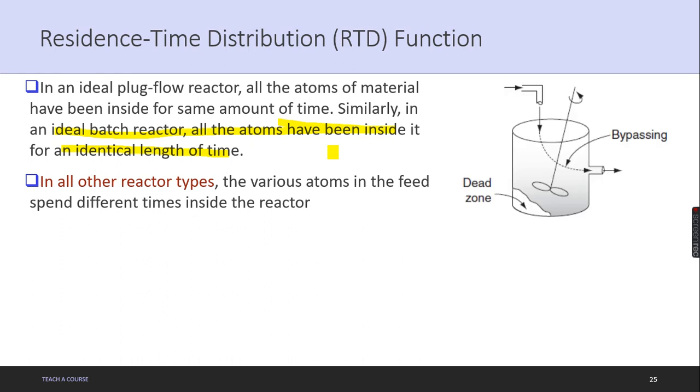So here we are showing the diagram of how bypassing can happen in a CSTR or mixed flow reactor. You see, when we are mixing, some of the molecules can very quickly go out from the entrance. So they are not really mixing.